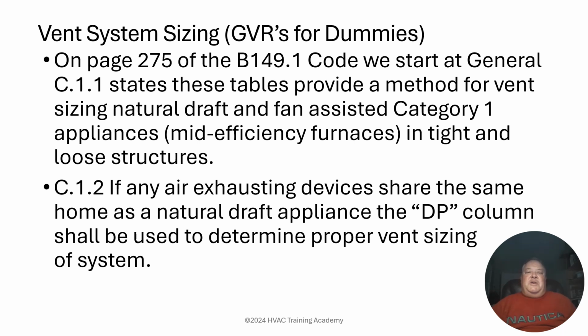how often are you ever going to be in a building that doesn't have a single air exhausting appliance? It could be an electric clothes dryer, a gas clothes dryer, a central vacuum, a bathroom exhaust fan, a kitchen exhaust fan. Anything that takes air from inside the house and has a mechanical purpose of getting it outside is really an air exhausting device. So in reality, the DP column is going to be the one most commonly used out in the field.